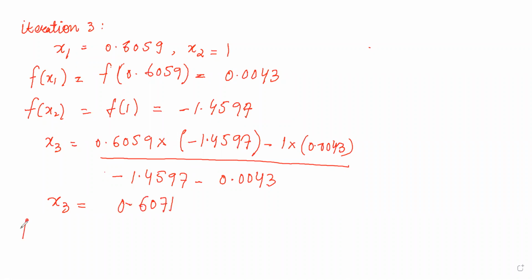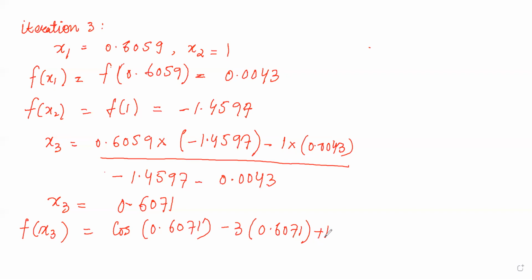0.6071. Find the value of f of x3. The value of f of x3 is cos of 0.6071 minus 3 into 0.6071 plus 1. And f of x3 comes out equal, it's a very small number, 5.8 into 10 raised to power minus 6. So this is the value of f of x3. And you see the value of f of x3 is again positive, it's again greater than 0.